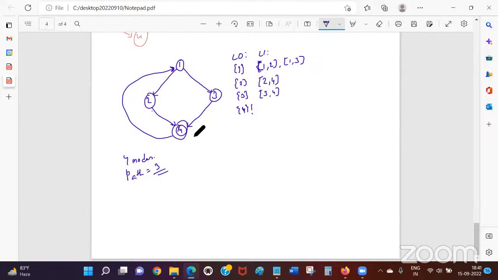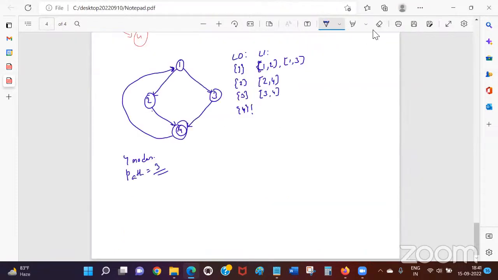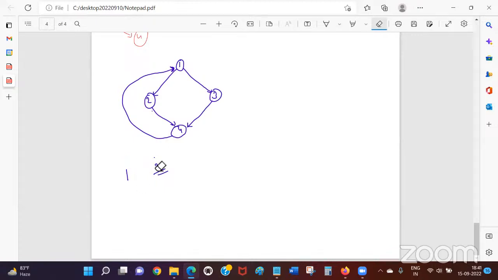And 4, I'm sorry, I drew it wrong. Actually, the final vertex has not been given here. That's the problem. So this 4 cannot be a final vertex, right? Because see, there is a path from 4 to 1. So 4 cannot be a final vertex. So finding a prime path this way is very difficult because there is no defined starting and ending index. So let me do it another way.